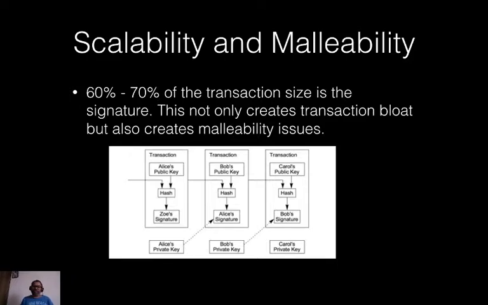So right now we understood that the signature present within the transaction takes almost 60 to 70% of the transaction size, and that increases the transaction cost, but also creates malleability. Now, why would somebody say that transaction cost is increased because of the size of the transaction? Because the minimum transaction fee is determined by the size of the transaction that is present in the block.